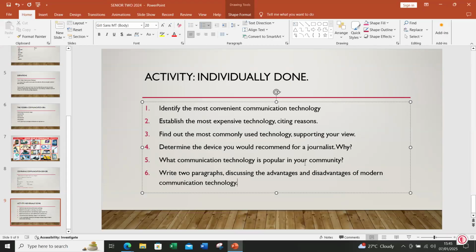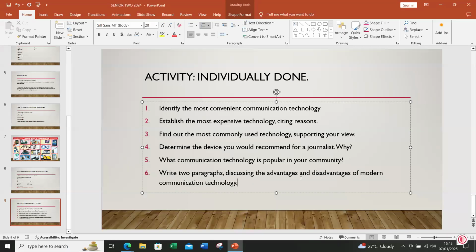Yes, I want you to tell me. That answer can be the same as the one you have in number 3, but that's okay. But if you have a different view, it's also fine. Then finally, I want you to write 2 paragraphs discussing the advantages and disadvantages of modern communication technology.